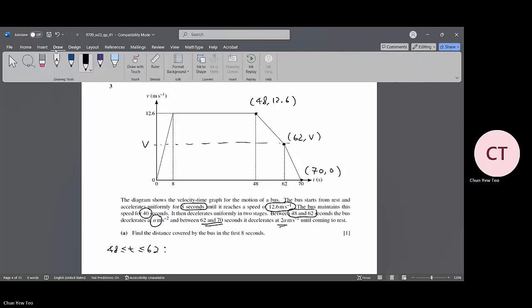Sorry, I didn't read the question carefully. Part A is actually asking us to find the distance covered in the first 8 seconds. So we only want to know the distance over here. Distance is the area, so the distance traveled is half times the base times the height. Press the calculator, then you will get the answer 50.4 meters, just like that.